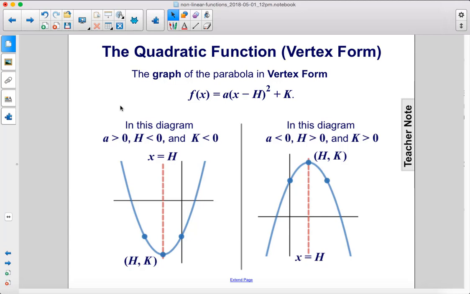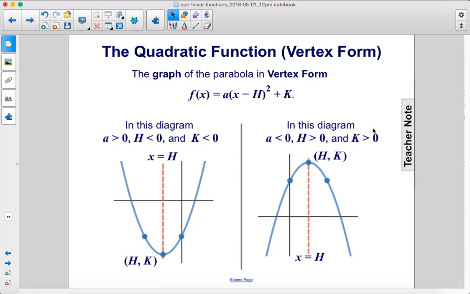The graph of the parabola in vertex form is f of x equals a times x minus h squared plus k. In this diagram, a is greater than 0, so it's upward facing. h is less than 0, so it's over here on the left side of the y-axis. And k is also less than 0, meaning that the vertex is going to be down below the x-axis. x equals h, and that's our axis of symmetry. And we have our vertex at h comma k.